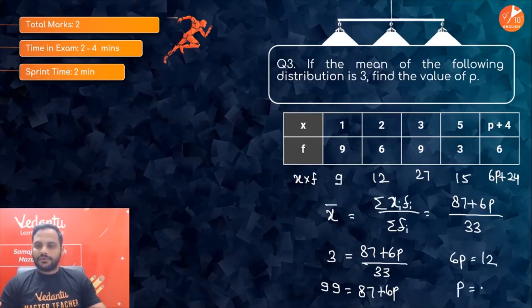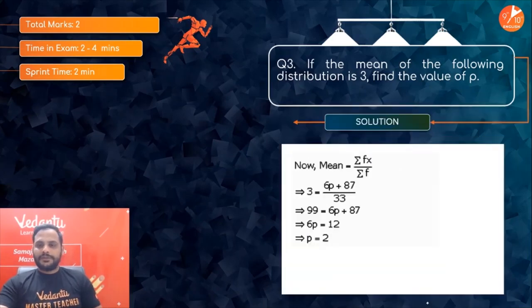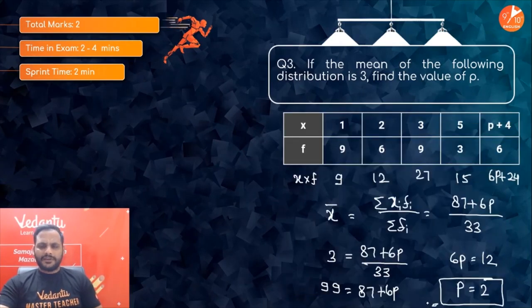So p is equal to 12 by 6, which is equal to 2. Simple. Right? So p will be equal to 2. Direct method it is. So this is the example of direct method.